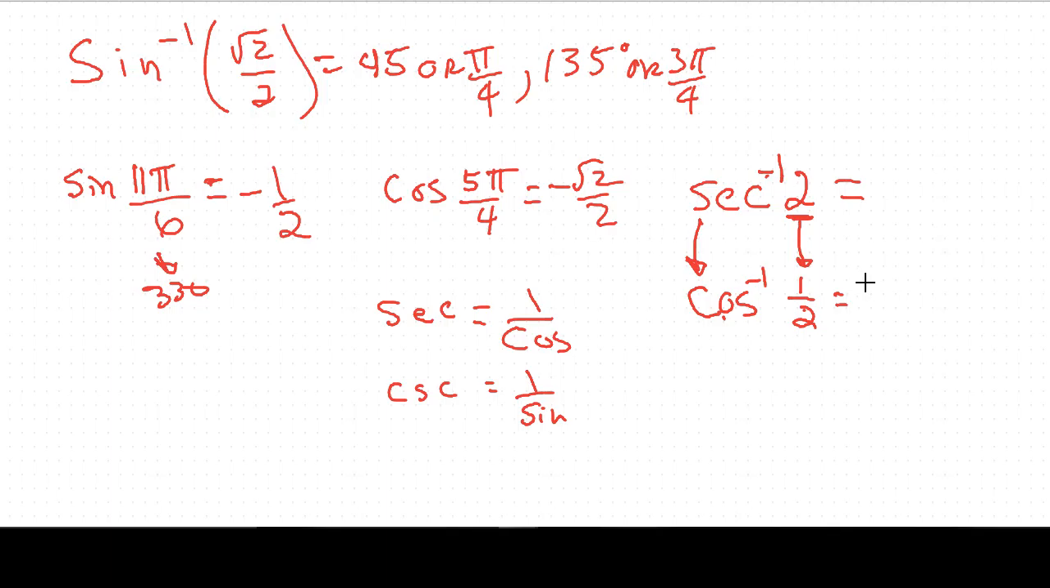So I got pi over 3. Is that right? That's pi over 3. Okay. And then what's the other place where cosine is equal to 1/2? Pi over, oh, right. I see what you're saying. Five pi over 3. Yes.